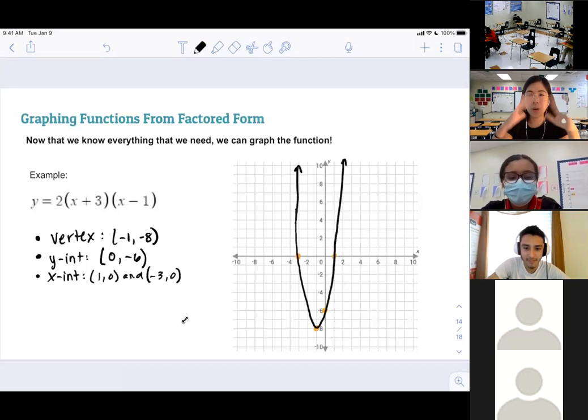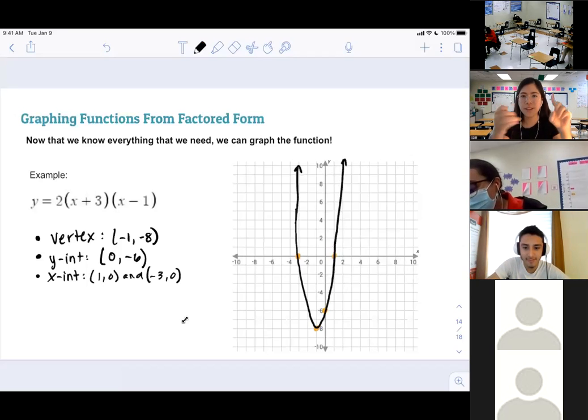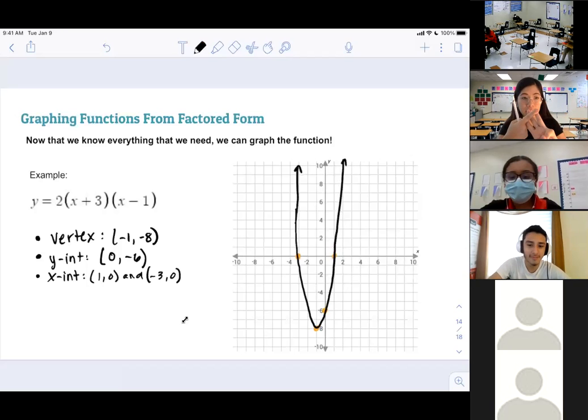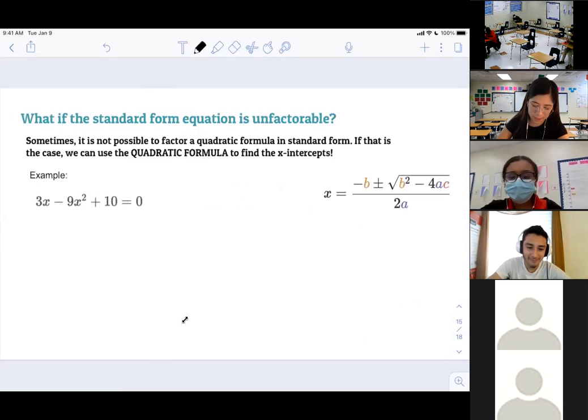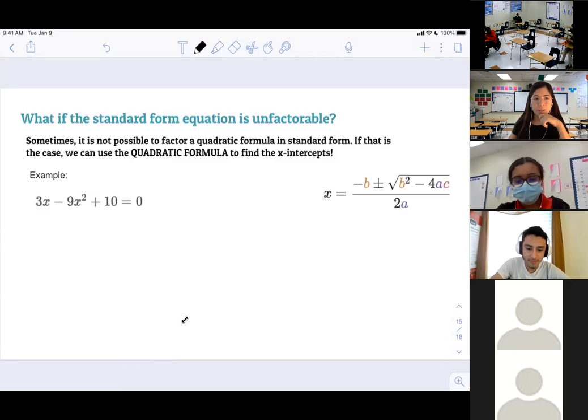Alrighty, so to review what we've done so far, we looked at vertex form, we looked at standard form, we looked at factored form, and we were able to know everything about those three types of functions, right? Well, here's the question though. What happens if you cannot factor your quadratic? Uh-oh, we run into an issue.